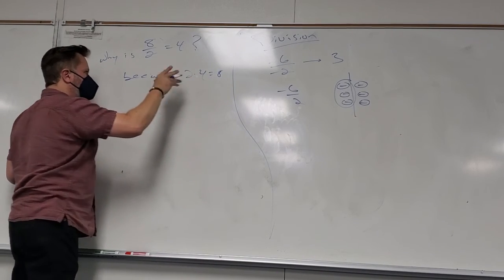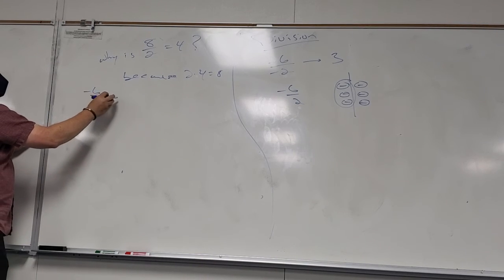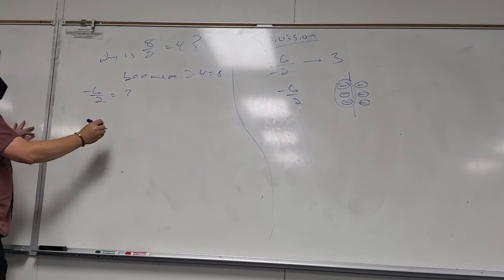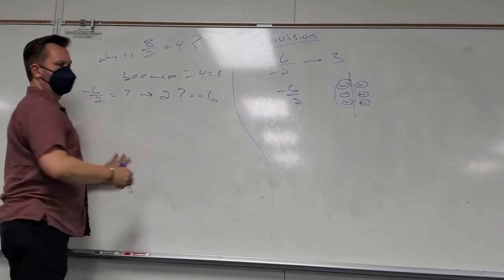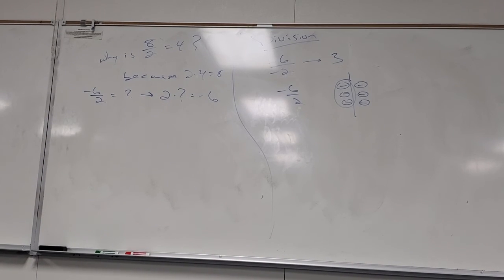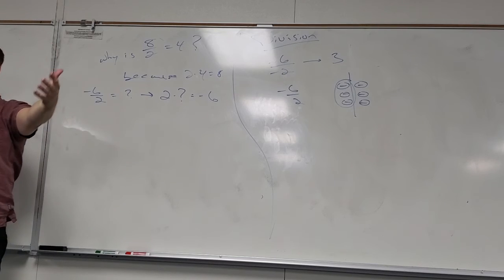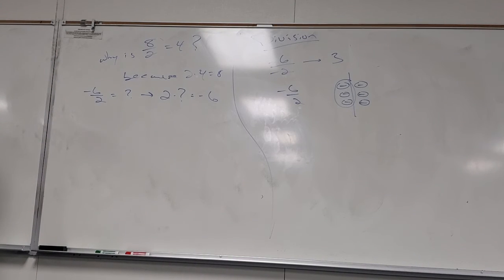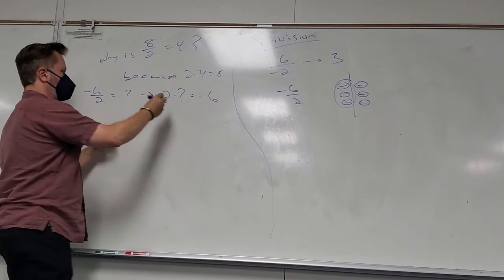So if I have any division problem, so if I have negative 6 divided by 2 equals something, that means that 2 times something equals negative 6. This is the idea of the missing factor approach, right? You can take a division and make it into an unknown multiplication. So what do I multiply 2 by to get negative 6? What does it take 2 of to make negative 6? It takes two negative 3s.